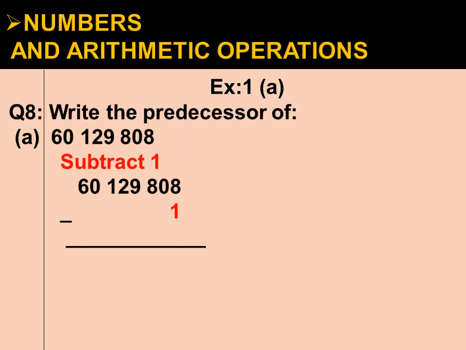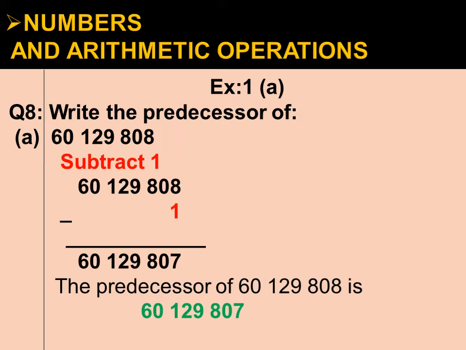Here in this question, we have 8 at 1's place. So we will just subtract 1 from 8. After subtracting 1 from 8, we will get 7 and we will get the complete answer like this. Now this is the predecessor of our given number.